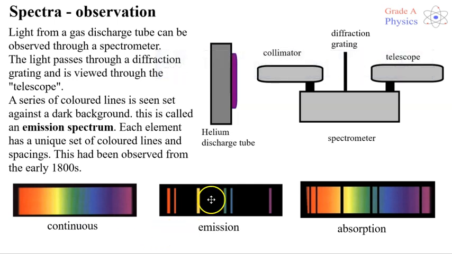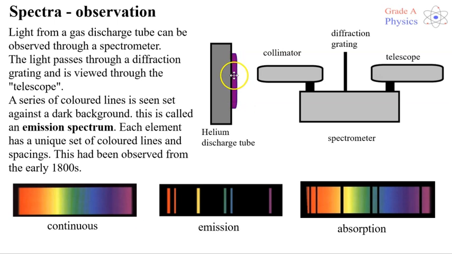We get something called an emission spectrum if we shine light through a spectrometer. Now you don't need this fancy piece of kit. You can just have a single diffraction grating and you'll be able to see this yourself. But this is how to observe it more carefully.